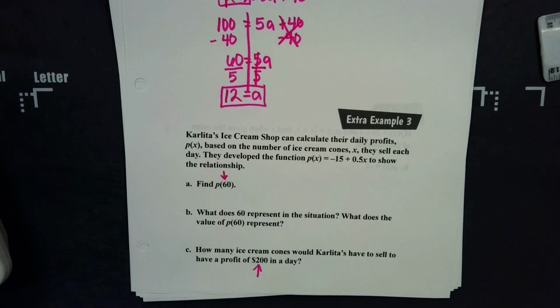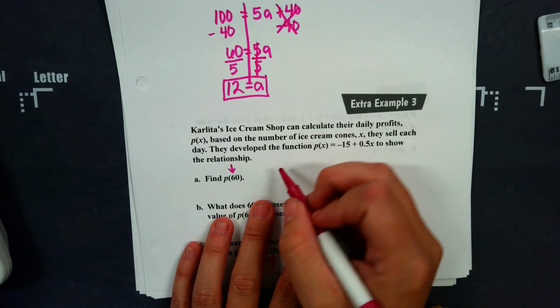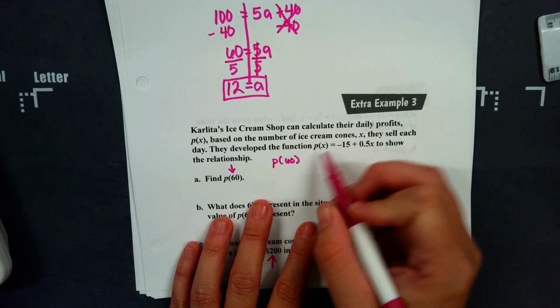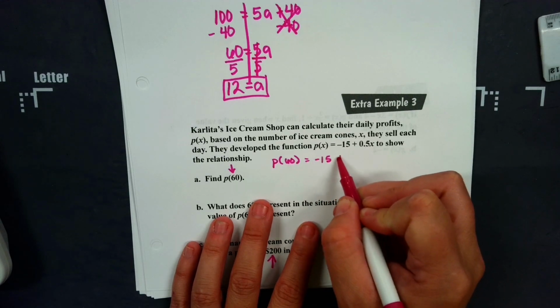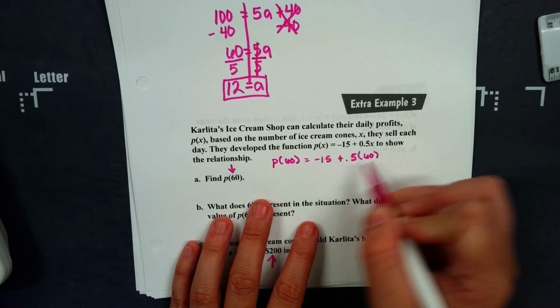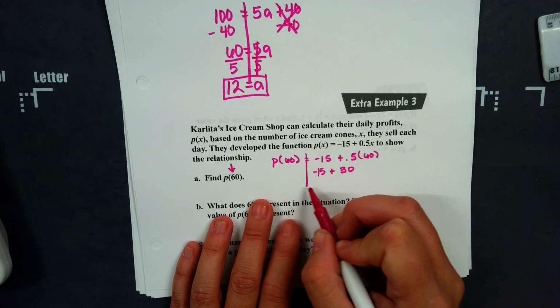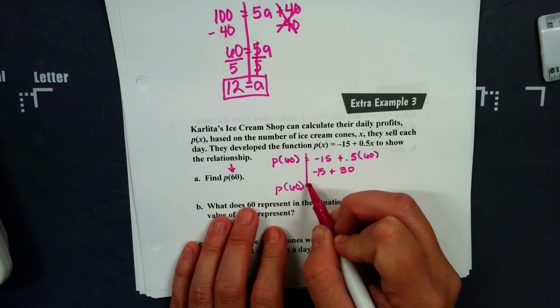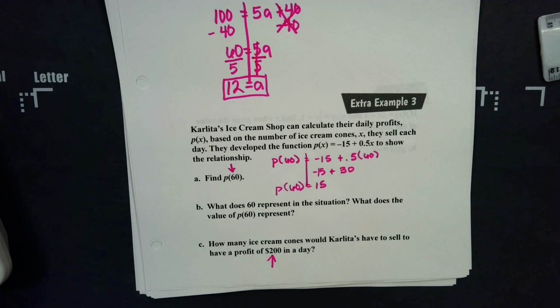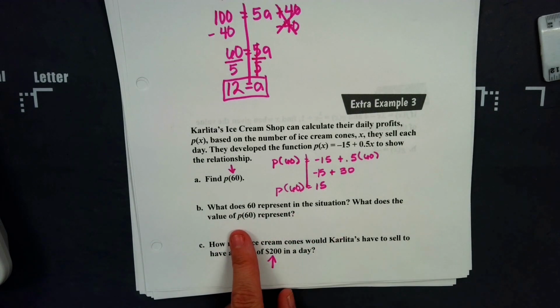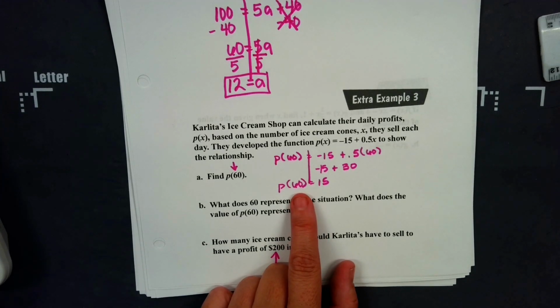Okay, so we got our P of 60 equals negative 15 plus 0.5 times 60. What's 0.5 times 60? 30 plus a negative 15, 15. Okay, what does the 60 represent in this situation? It would represent the 60 ice cream cones. You're right, 60 ice cream cones.